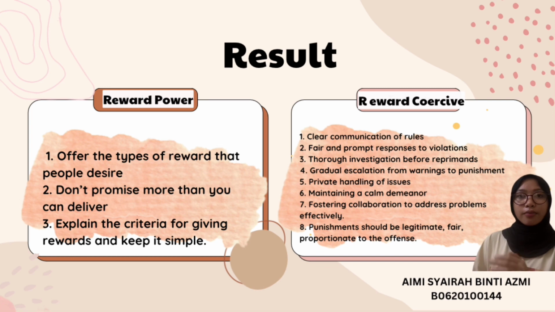And seventh is fostering collaboration to address problems effectively. Work with the employee to identify the root cause of the issue and collaborate to develop a solution. And the last one is punishment should be legitimate, fair and proportionate. If an employee consistently violates company policy, ensure that the resulting disciplinary action, such as suspension, is appropriate.